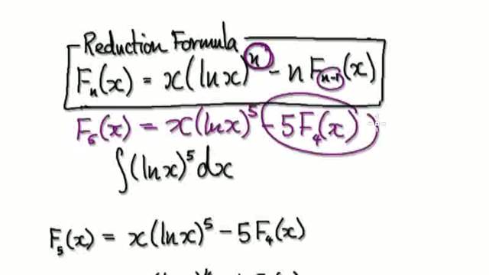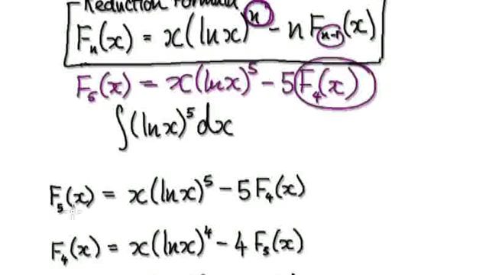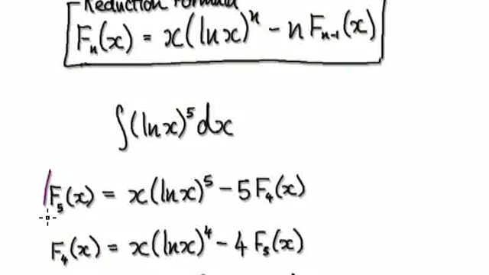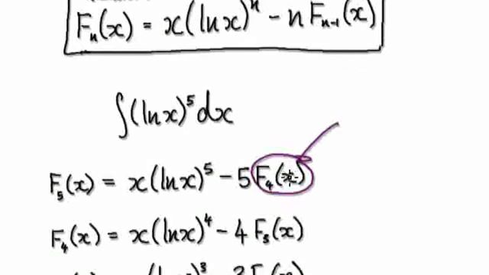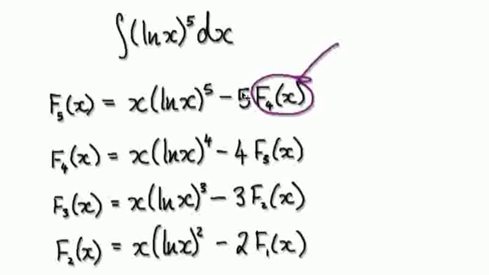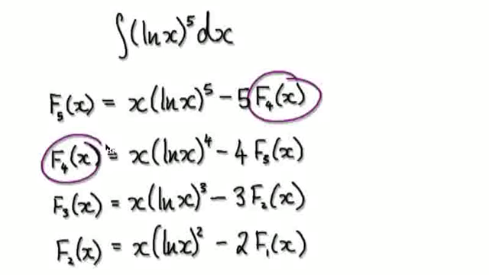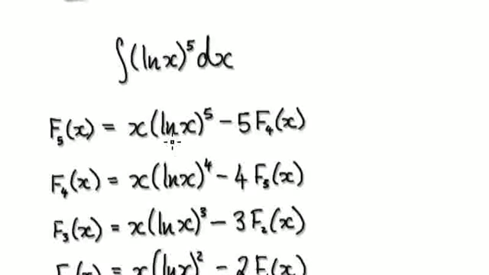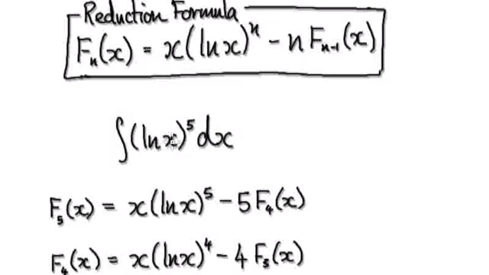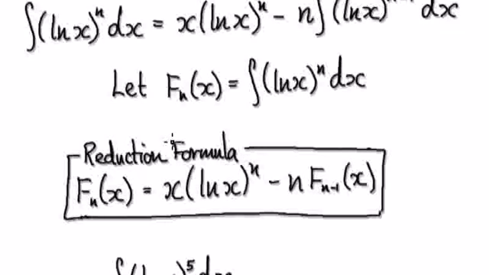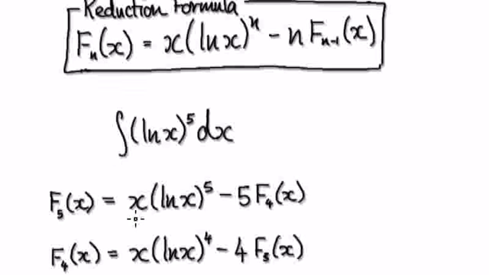Now we don't know this previous term, so we need to work our way down. We now need to know f of 4. Okay, so hang on. f subscript 5 gives us this, but we still need to work this out. We don't know this, so we need to work our way down. We still need to know f of 4 here. Well, f of 4, looking at the reduction formula, would be this.